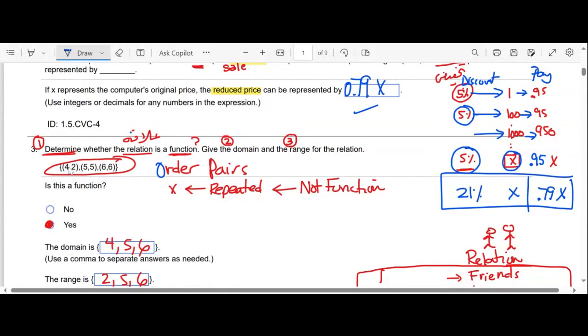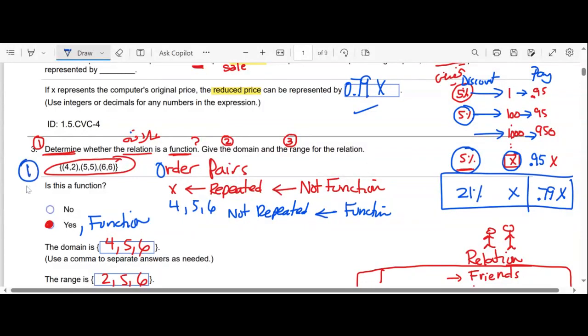So how can I know? By looking at x. Is x repeated here? No, not repeated, right? If it's not repeated, then that means it's a function. Yes, so it's a function. Next question. So we are done with number 1.